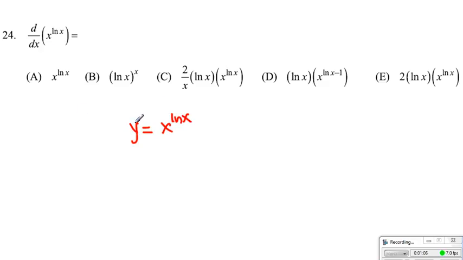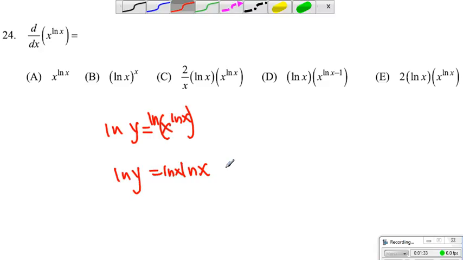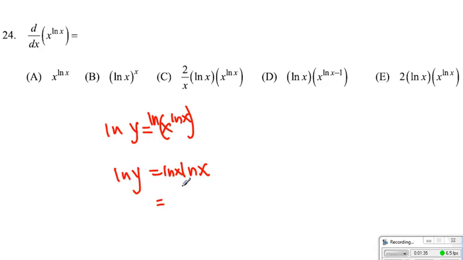Now then, when you take the ln on both sides, then what we end up getting is ln of y is equal to ln of x to the ln of x power. Well, by the power rule, we can bring this ln to the front. Now, that means this simply becomes ln of x, the entire thing squared.